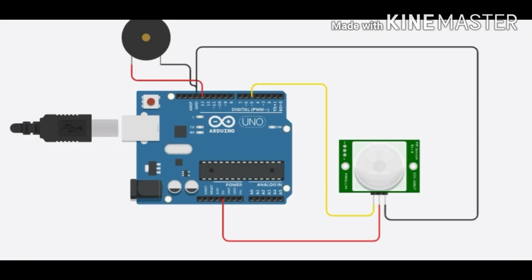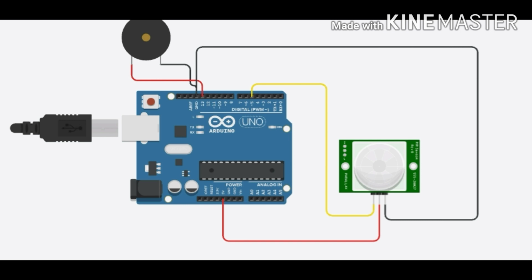Now I will explain the circuit. GND of the PIR sensor is connected to GND of the Arduino board. VCC of the PIR sensor is connected to 5V of the Arduino board. Output of the PIR sensor is connected to digital pin 5 of the Arduino board.